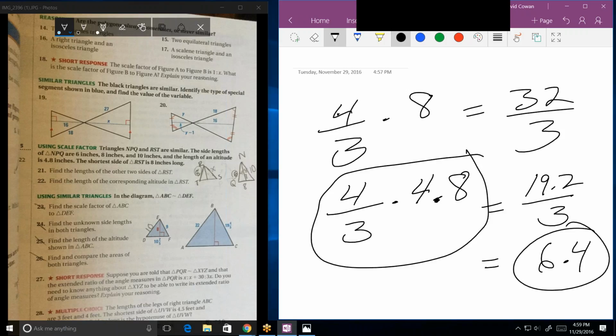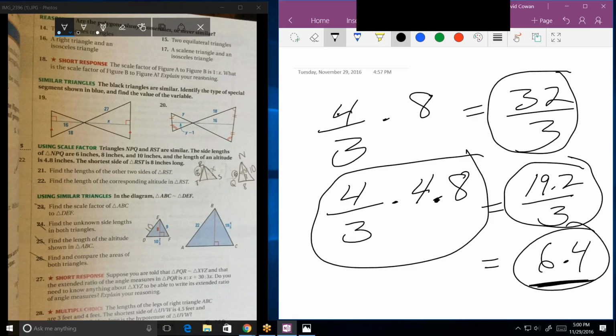Oh, I know, I did that. Okay, cool. Whereas the other one, it's not worth simplifying into a repeating decimal, this one simplifies into a nice, perfect two-digit number, 6.4.